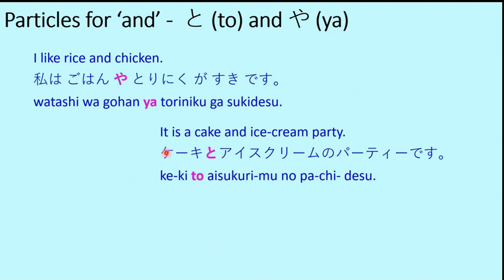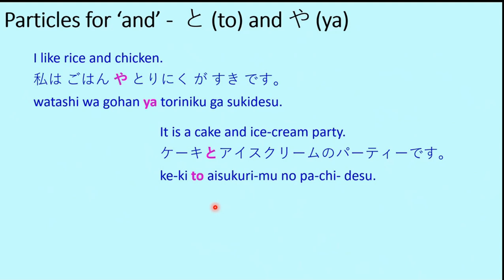Another example is, it is a cake and ice cream party. So that means the person who gave the party included cake and ice cream in that party. So here again to will be applicable, because it is clearly mentioned that it is a party that served cake and ice cream. It is a cake and ice cream party. Keiki to aisukurimu no pa-ti desu. It is a cake and ice cream party.